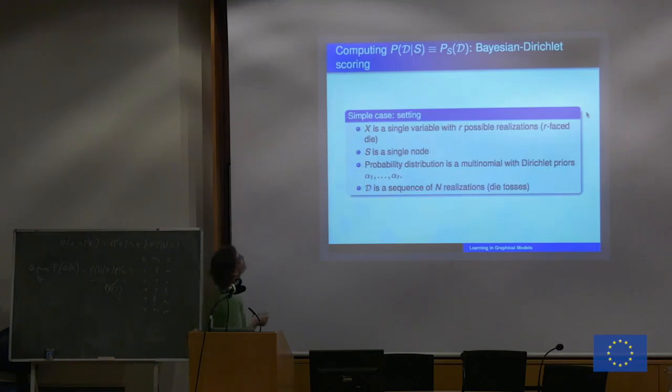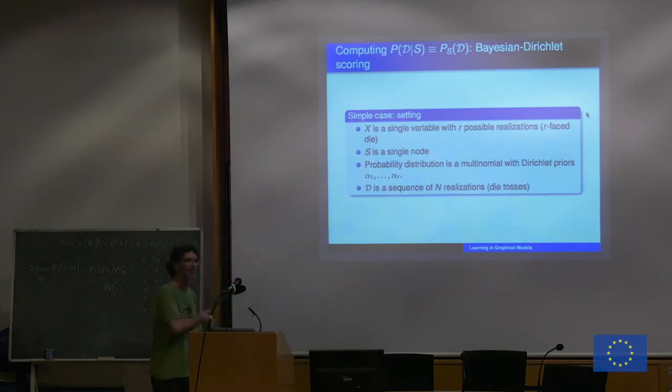Now, what you do is something different. This is called Bayesian Dirichlet scoring, and this is the reasoning. We start with a simple case with one variable, and then we generalize. Let's say we have a variable with a multinomial, so R possible realizations, like an R-faced die. And the structure is a single node. The probability distribution associated to this network is a multinomial distribution over the variable and Dirichlet priors over the parameters, with values alpha 1 to alpha r. These are the imaginary samples.